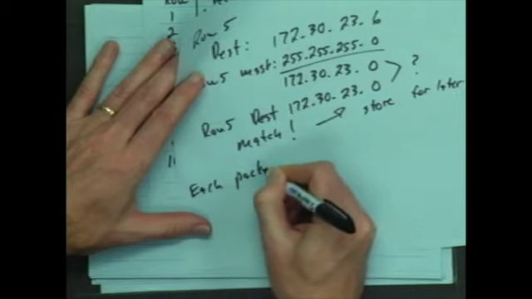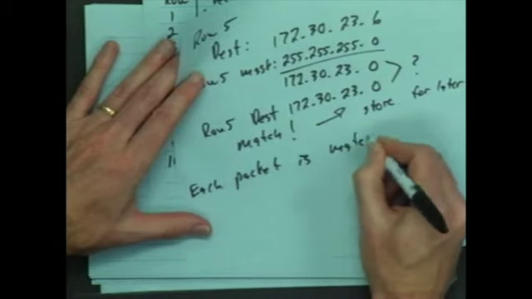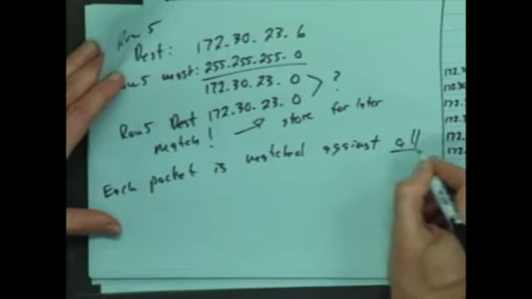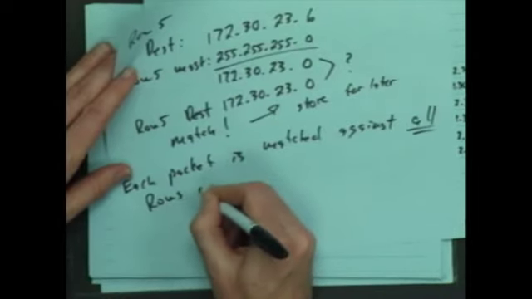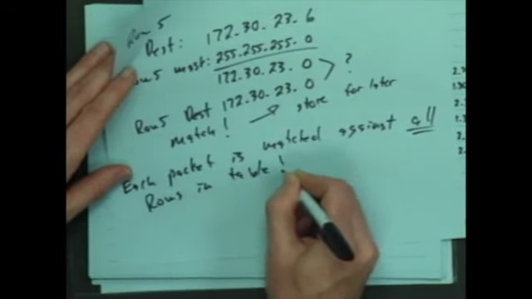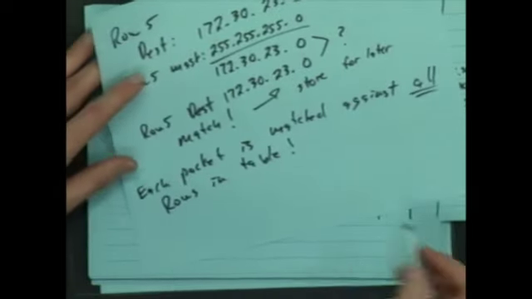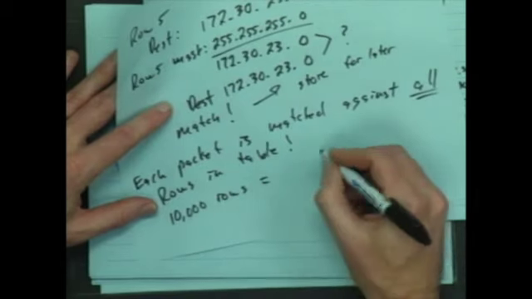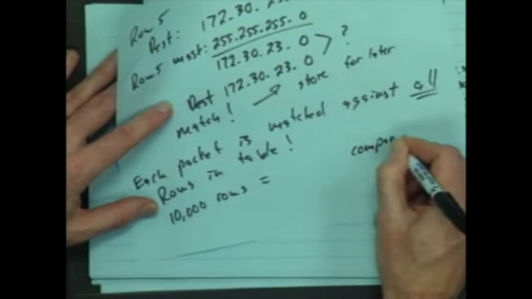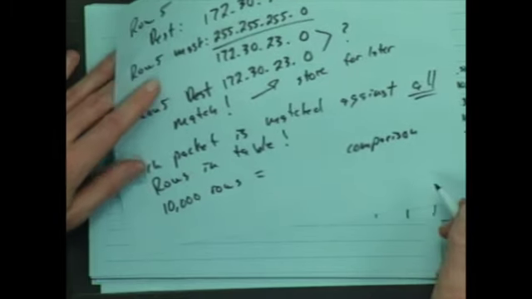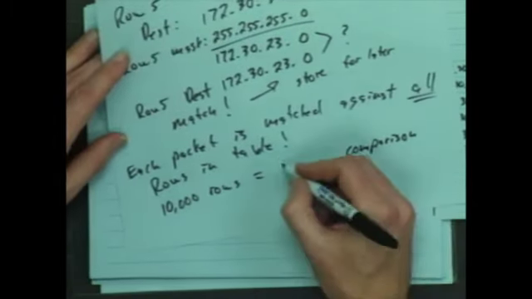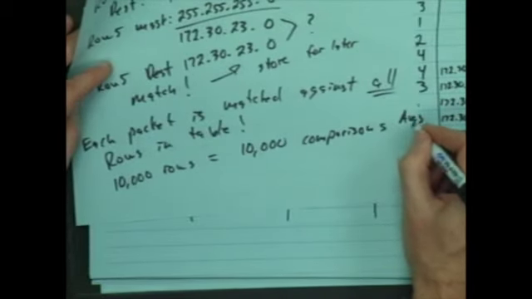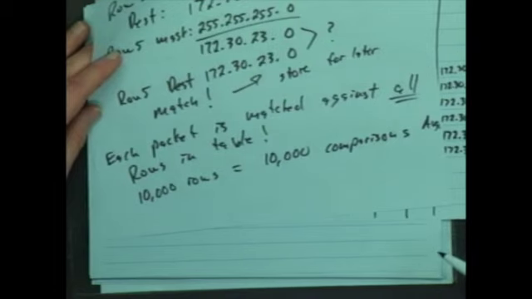Note: each packet is matched against all rows in the table. Put an exclamation mark. Make sure you remember that. So if you have 10,000 rows, how many comparisons are we going to do on average? 10,000, because we go through the routing table the whole way.